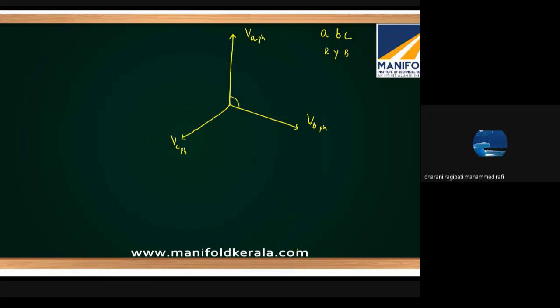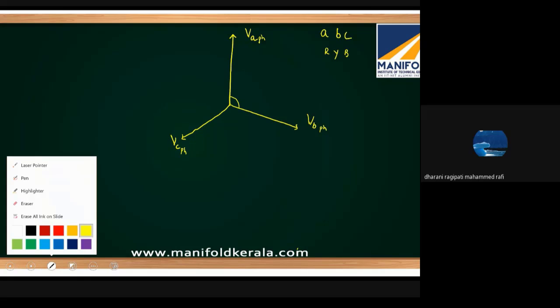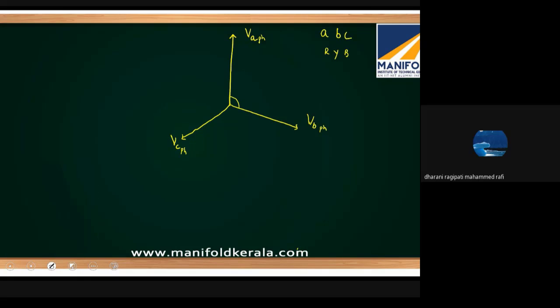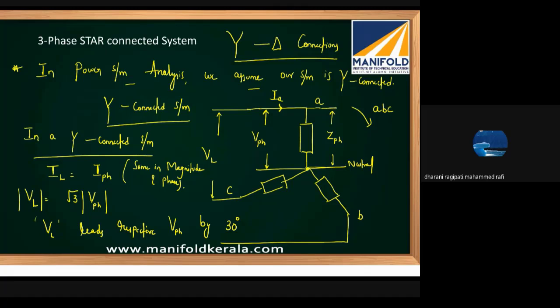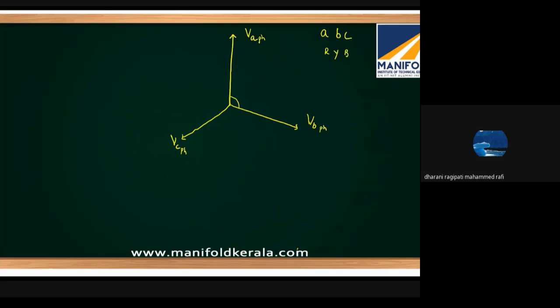Now, you can imagine this is a phasor diagram for the star connected system. Always the sources are connected in star. I'm just telling this for explaining. The sources are always star connected. So these sources are interconnected to the loads. The load part I have shown in the previous image.